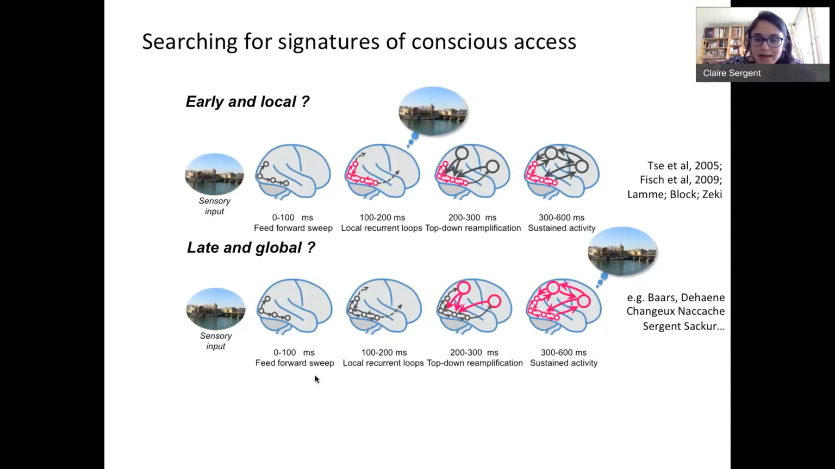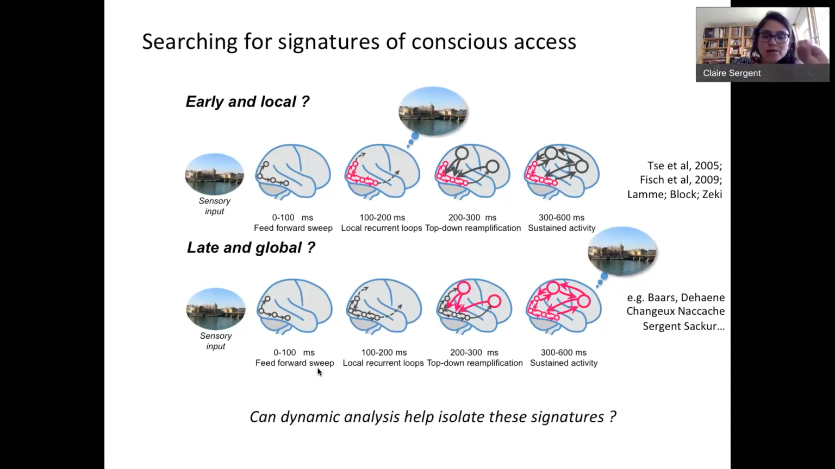So how can we disentangle these two options? Well, the path we've been taking for a little while is to explore whether we can find dynamical signatures that can help us isolate these mechanisms that are specifically linked with consciousness. So can dynamics or dynamic analysis help us isolate these signatures?